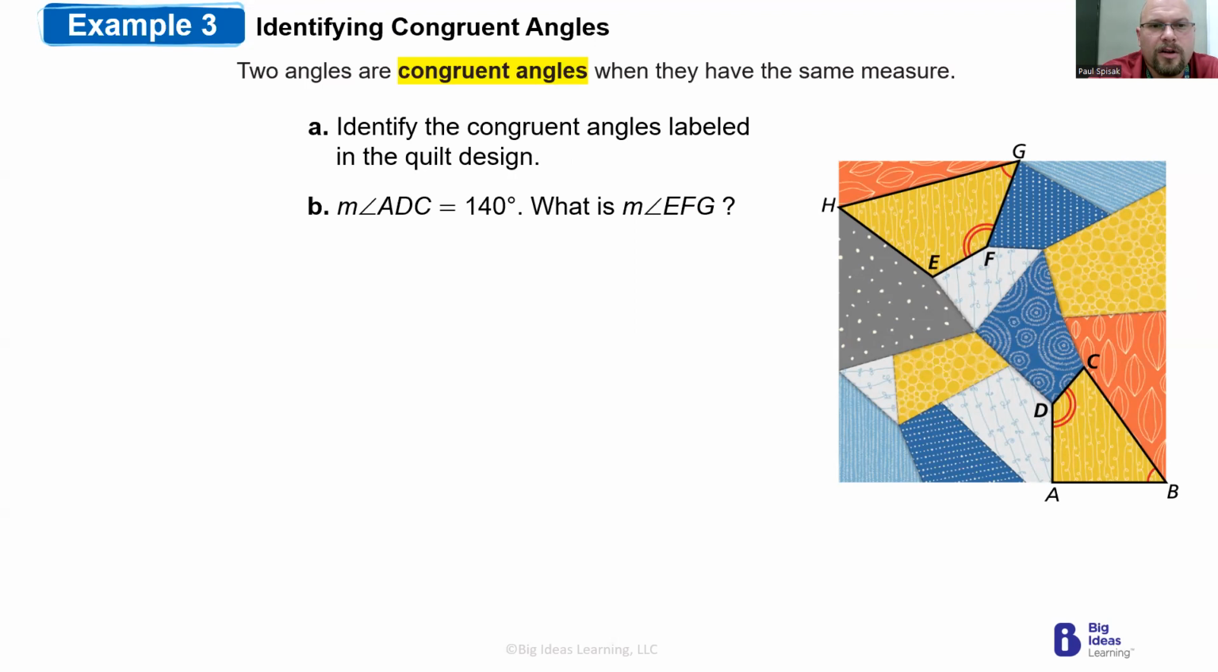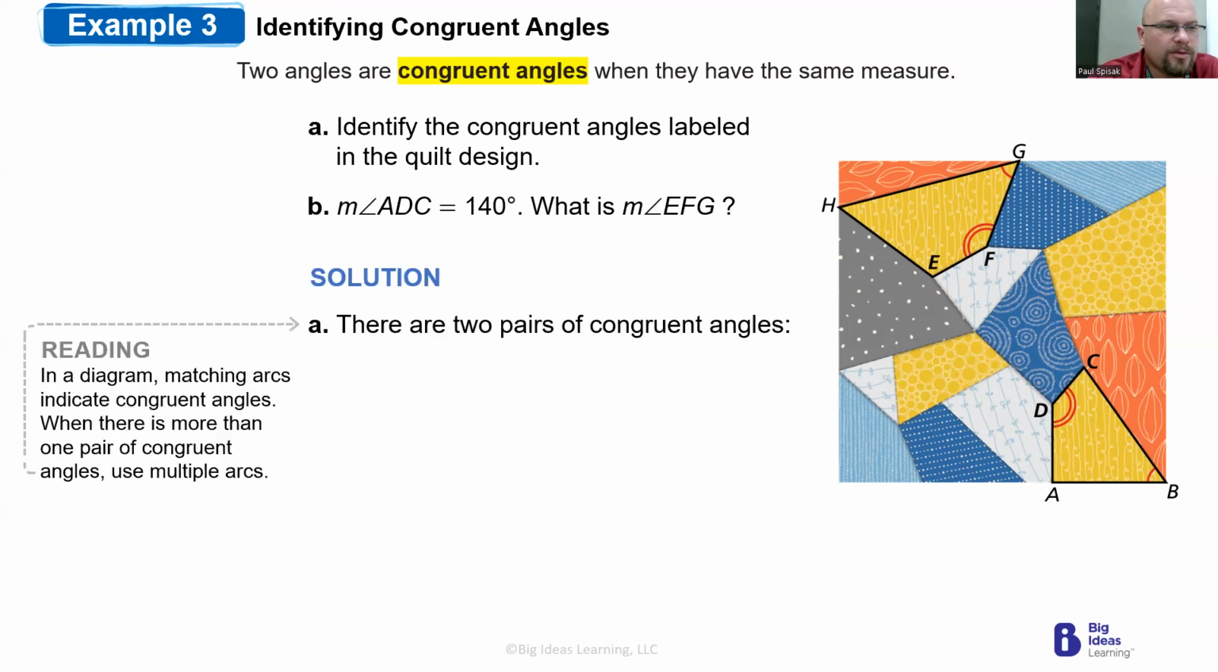So on here, we can see that G has one arc and B has one arc. So G and B must be congruent. Also, D has two arcs and F has two arcs. So D and F must be congruent. And then finally, sorry, I didn't show the answers there. So again, we had our two angles marked with the 1. So those two are congruent. The two angles marked with the 2, those are congruent.